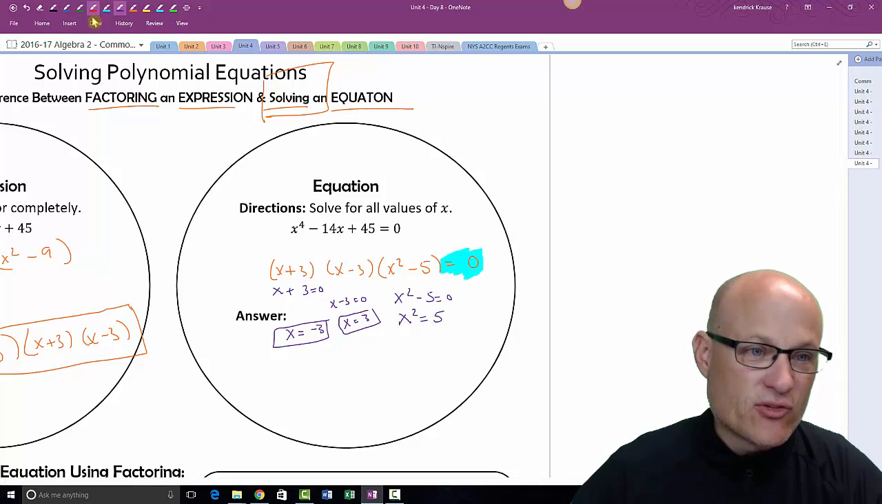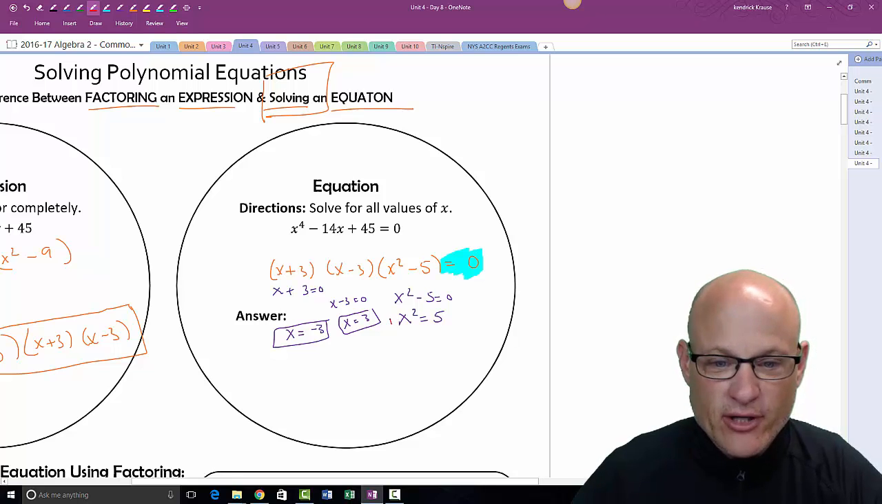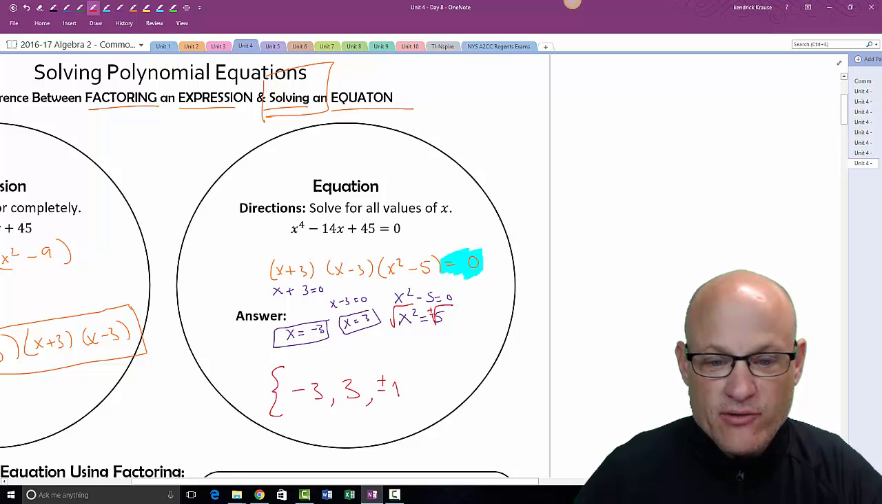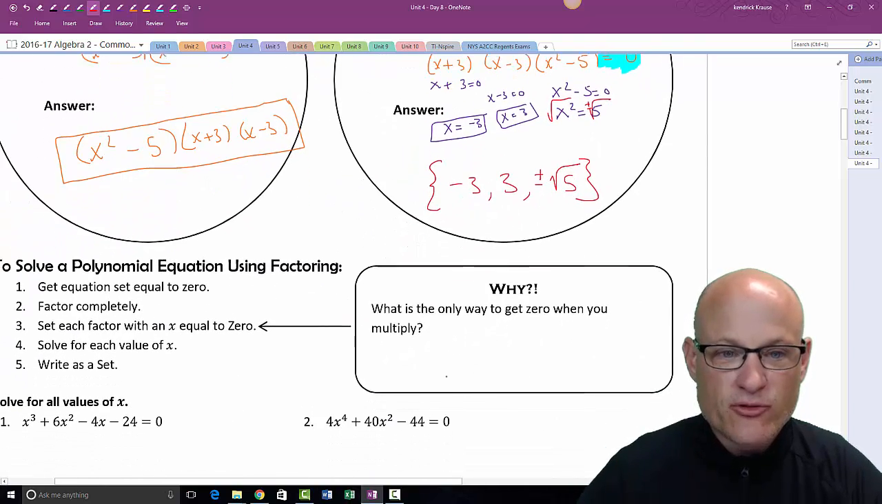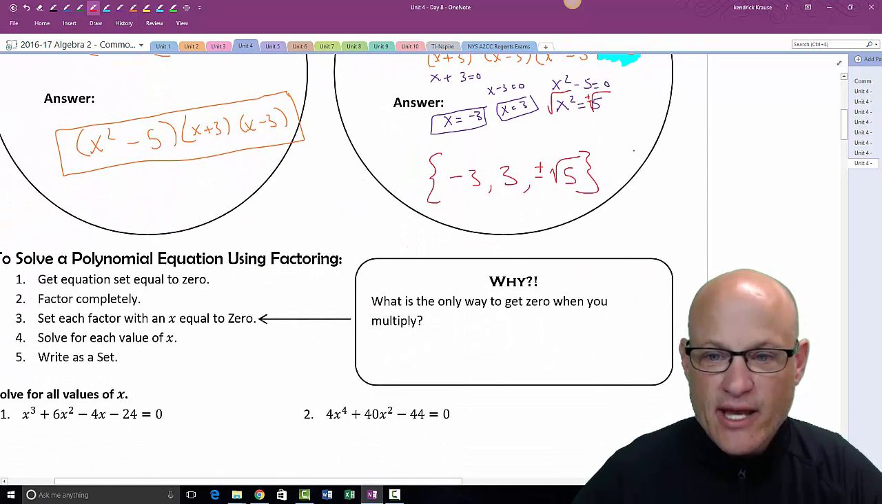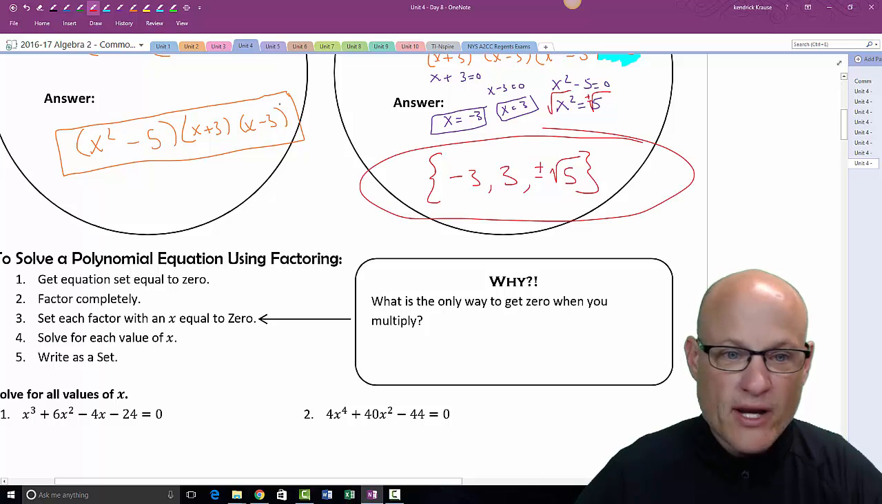And now I have to take the square root. And when you take the square root, you put a plus or minus. So in this case, I get solutions: negative 3, 3, and then plus or minus the square root of 5. So notice the difference, what our solutions look like. This one has roots or solutions or answers.